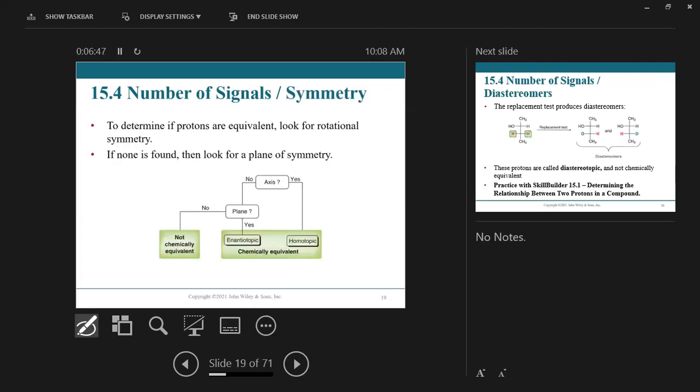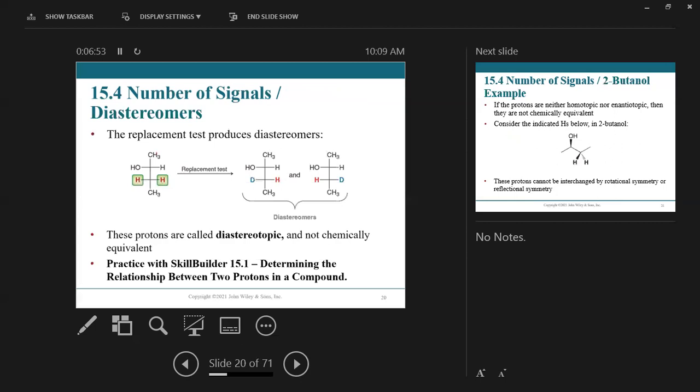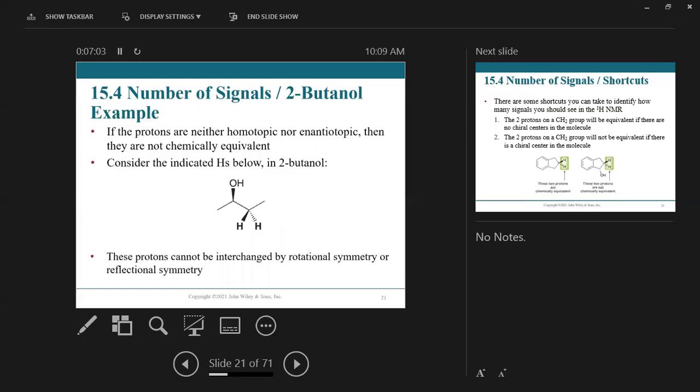So to determine if protons are equivalent, look for rotational symmetry. If none is found, then look for a plane of symmetry. So this replacement test produces diastereomers right here. These protons are called diastereotopic and not chemically equivalent. So if the protons are neither homotopic nor enantiotopic, then they are not chemically equivalent.